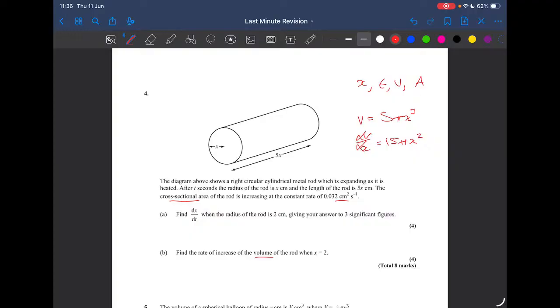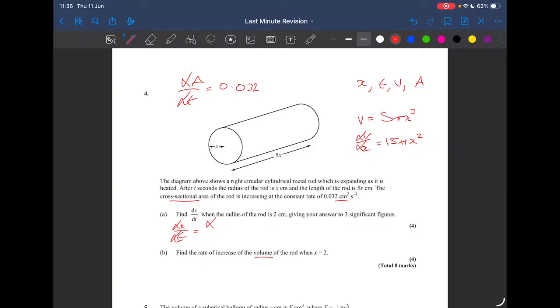Some part of me is doubting that this is just pi r squared. Yeah, pi x squared times 5x. Let's get that. Yeah, that's good. Now then, what have they told us? This is the cross-sectional area, and you can just look at the units again, A and T. Area and time was 0.032. We're going to find dx/dt.